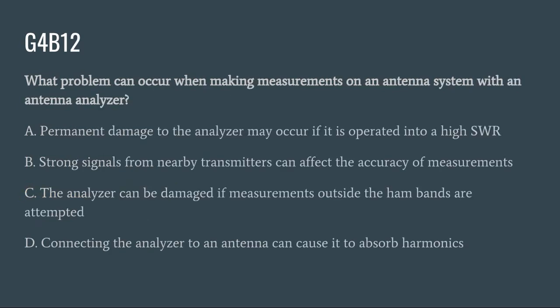G4B12, what problem can occur when making measurements on an antenna system with an antenna analyzer? A, permanent damage to the analyzer may occur if it is operated into a high SWR. B, strong signals from nearby transmitters can affect the accuracy of measurements. C, the analyzer can be damaged if measurements outside of the ham bands are attempted. Or D, connecting the analyzer to an antenna can cause it to absorb harmonics. Correct answer is B, strong signals from nearby transmitters can affect the accuracy of measurements.